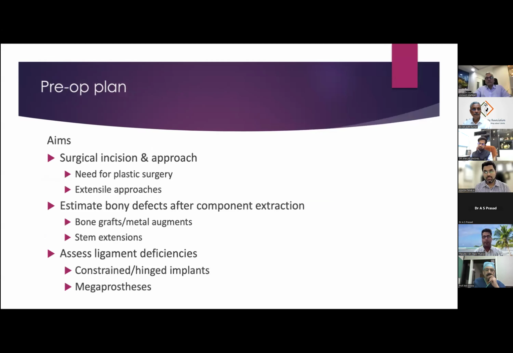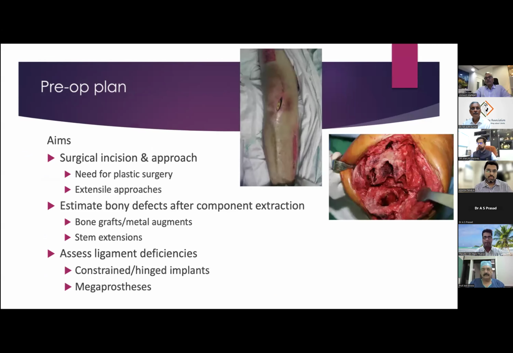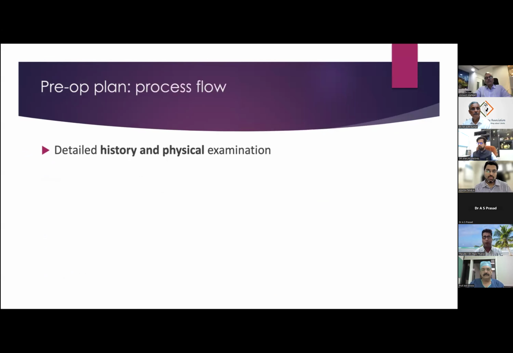And then we come up with a proper plan, which will tell us whether we have to go with the same incision or the lateral-most of the multiple incisions that you have, whether you need a plastic surgeon beforehand, whether you need extensile approaches, whether you will have to somehow compensate for the bony defect which you will be left with after the extraction of the components, which is another principle which I'm sure Dr. Arora will talk about, and the ligamentous deficiencies, which will require special implants. So you have different problems, but the process flow remains the same.